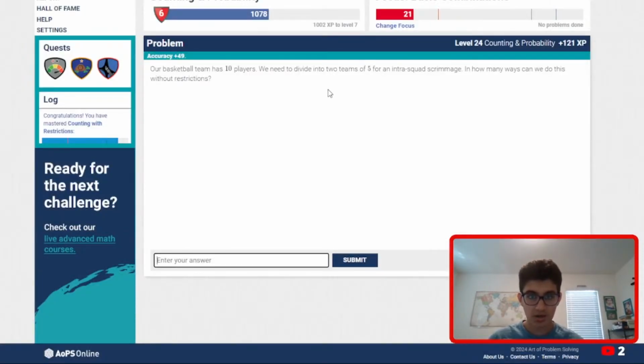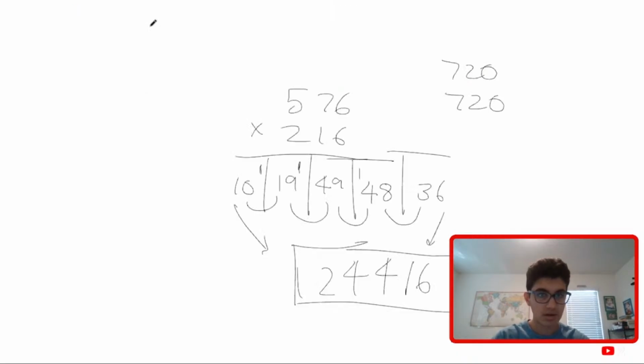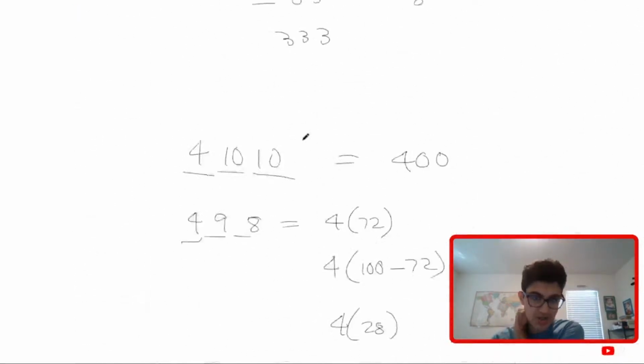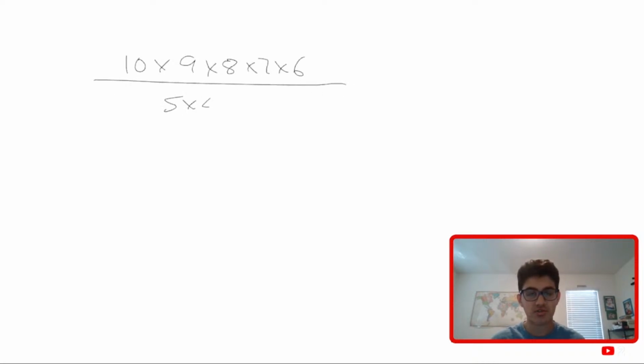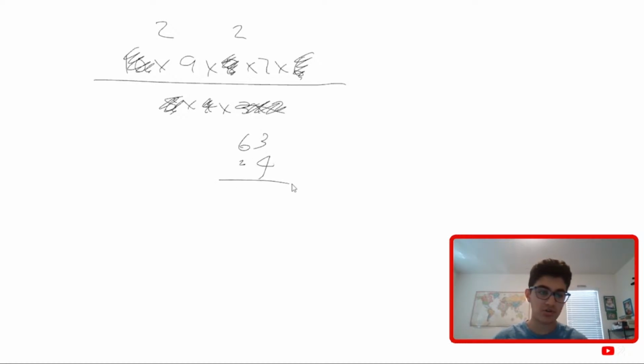We need to divide into two teams of five for an intra squad scrimmage. So it's just 10 choose 5, right? This is mostly just calculation. So 10 choose 5 is 10 times 9 times 8 times 7 times 6 divided by 5 times 4 times 3 times 2. We have to remove that, so this becomes a 2. This is gone. This becomes a 2. So it's 63 times 4, which is 252.